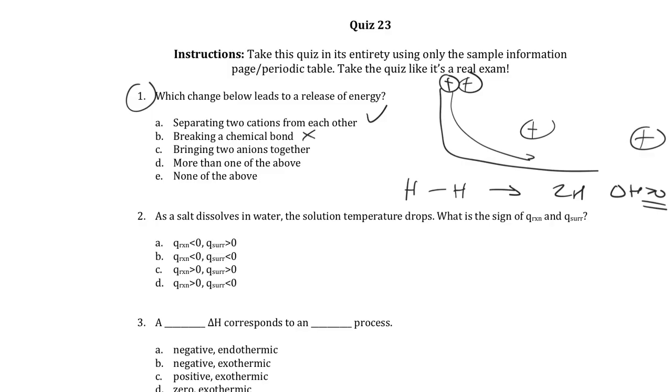Bringing anions together always requires the absorption of energy as well. So if we have a minus-minus combination at far separation, that's fine, but if we want to introduce them to be next to each other, that leads to an increase in energy. So a minus-minus, to bring two anions together, would require the absorption of energy, not the emission of energy. And so only separating two cations in this example will lead to a release of energy.